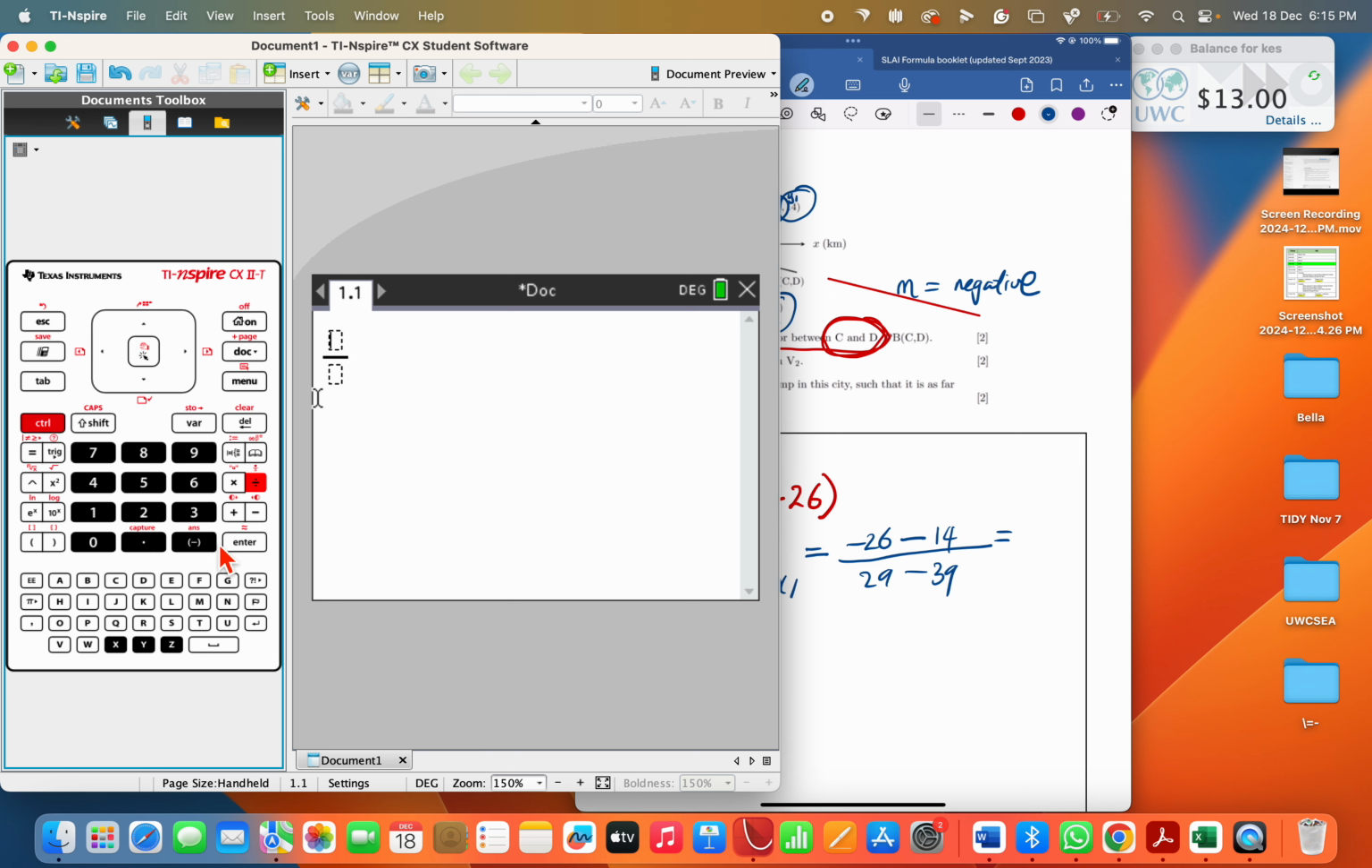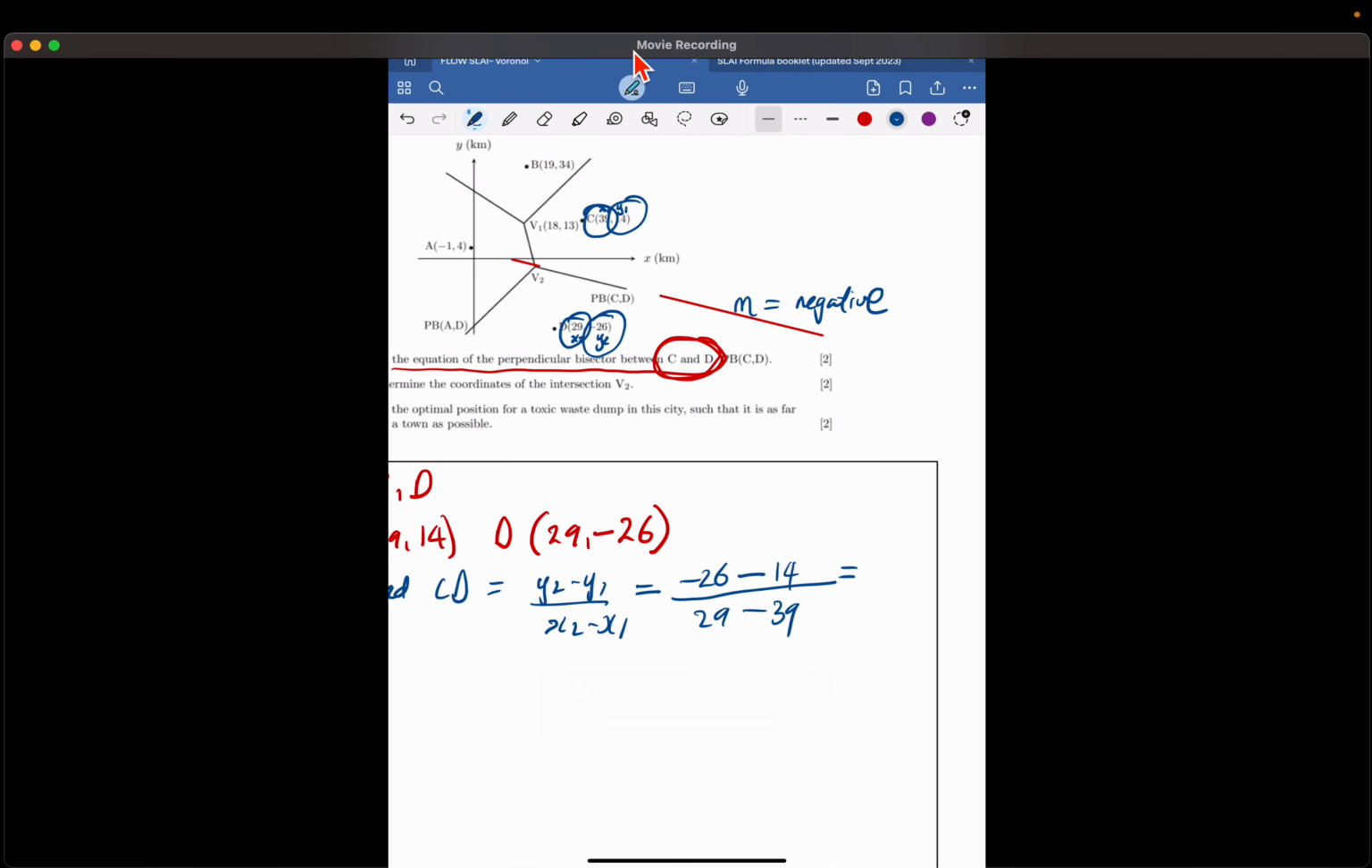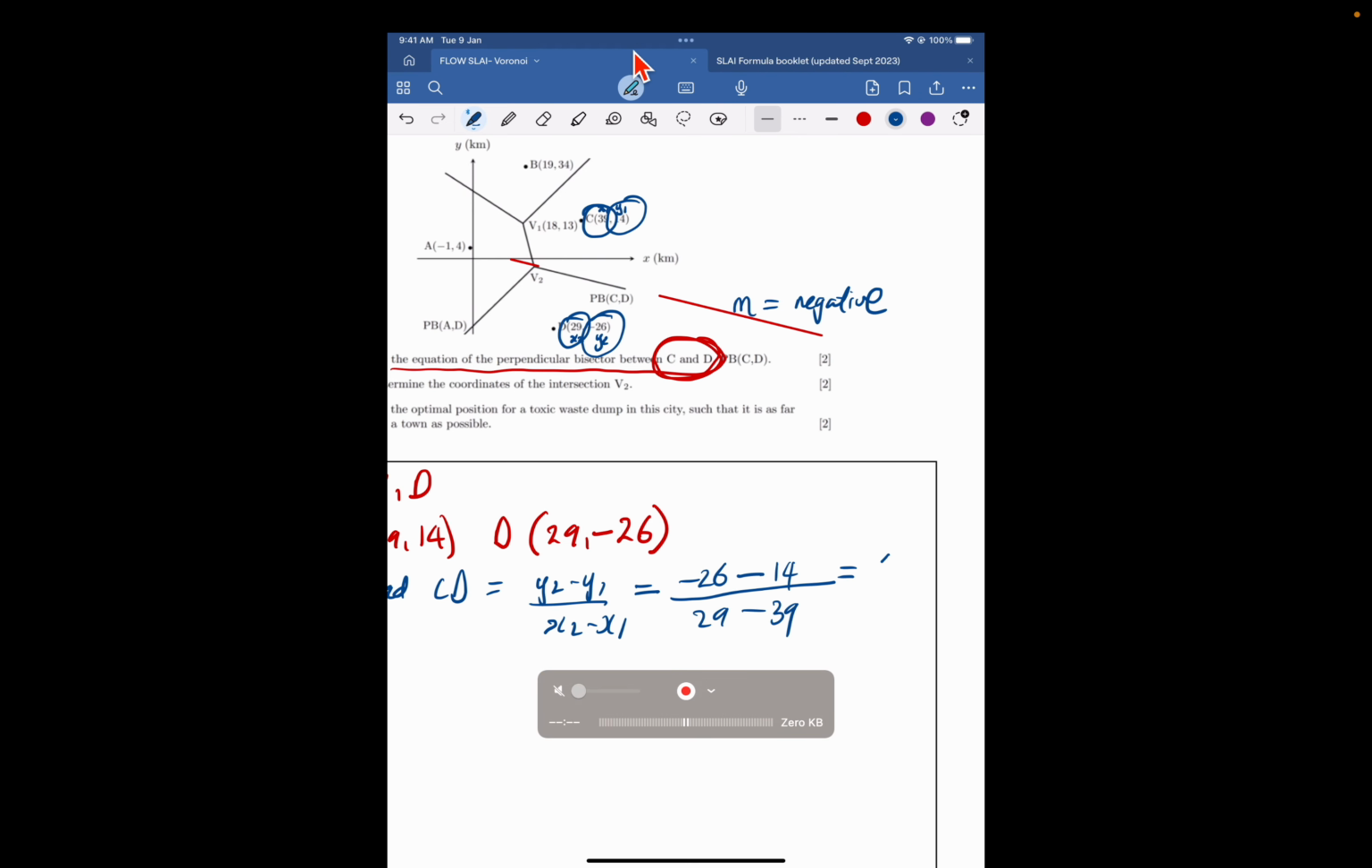The negative button is here next to the enter. Negative 26. The subtract button is different to the negative button. Subtract 14. Then press the arrow down on your keypad, and you've got 29, subtract 39, enter, and there it is: 4. So we've got the gradient is 4.